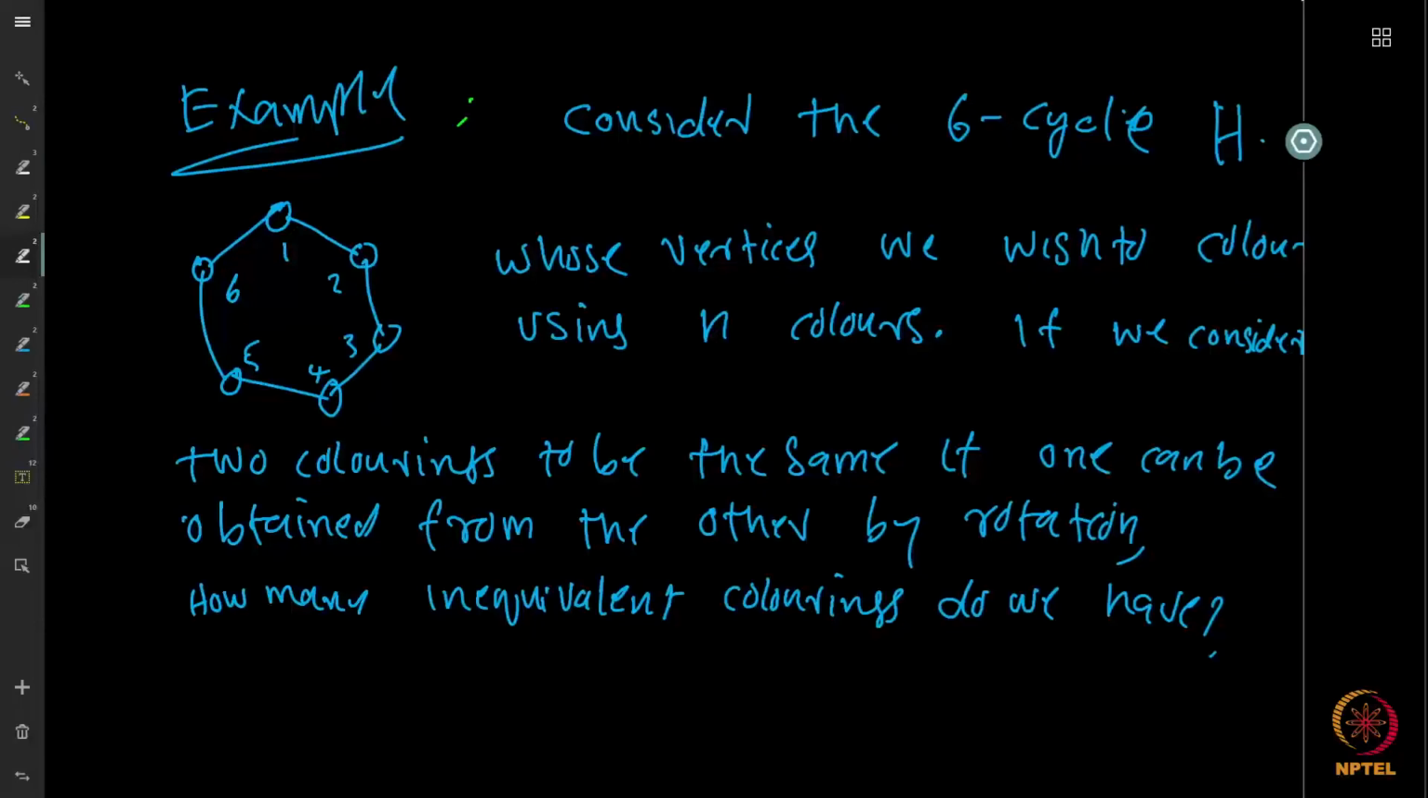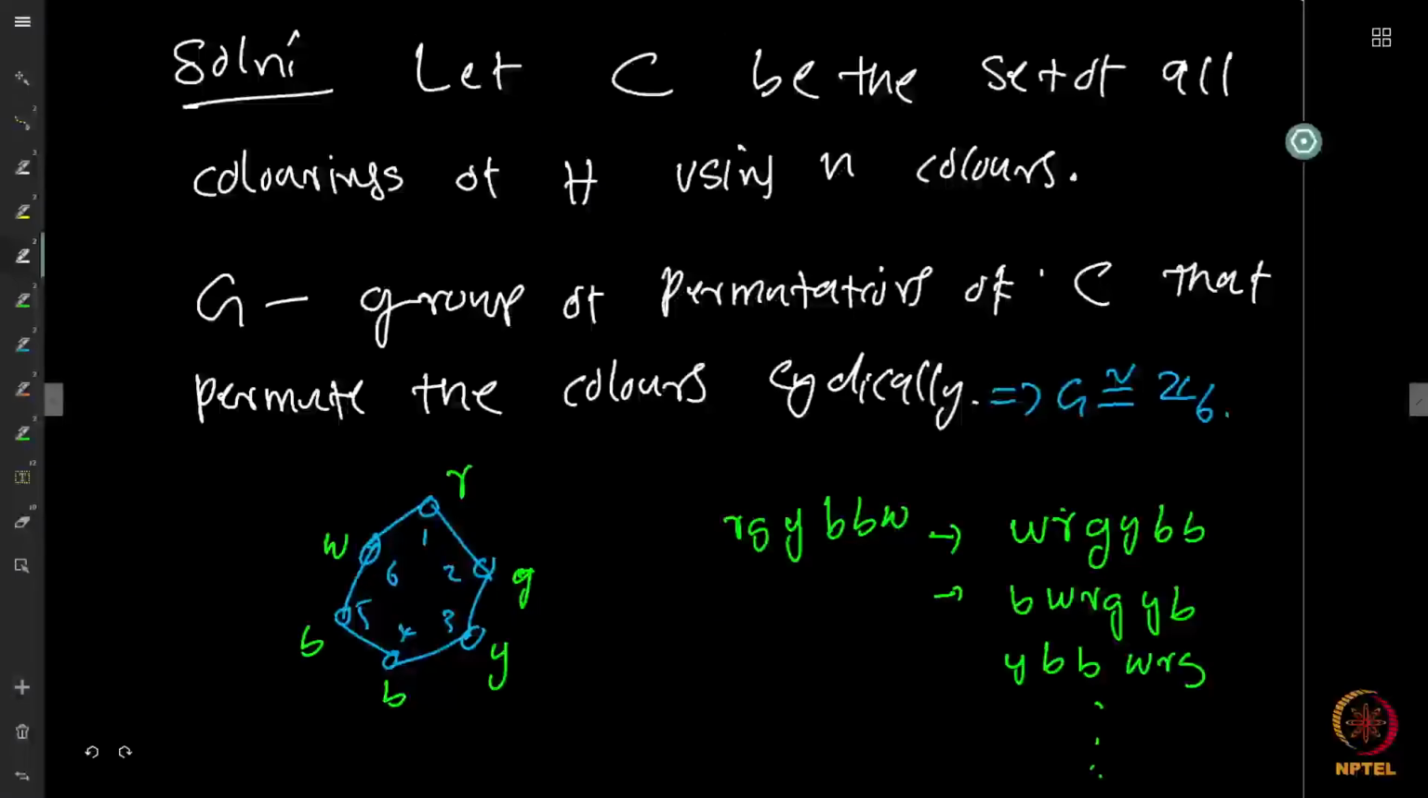How do you use this? We want to find the cardinality of fixed pi, and then we get the formula, right? So let us look at the set of all colorings of the hexagon using, let's say, n colors. That is our set Y, right? We are going to apply the group action on this coloring. So G is the group of permutations that permute the vertices cyclically. So basically the rotations, right?